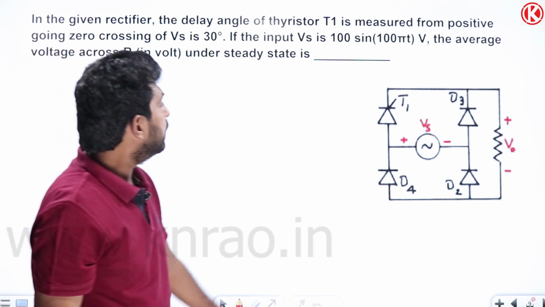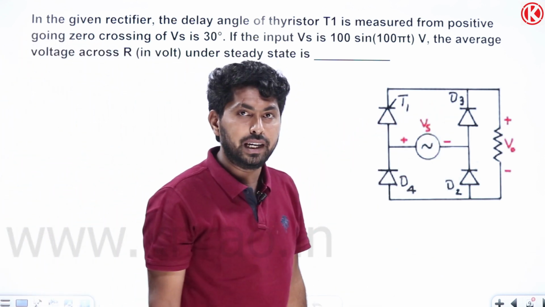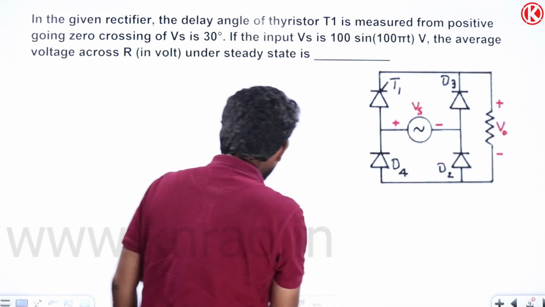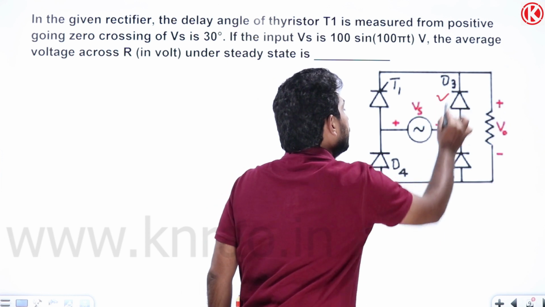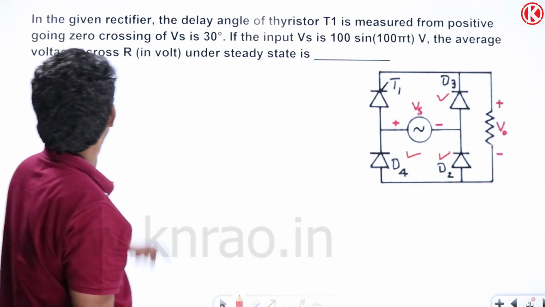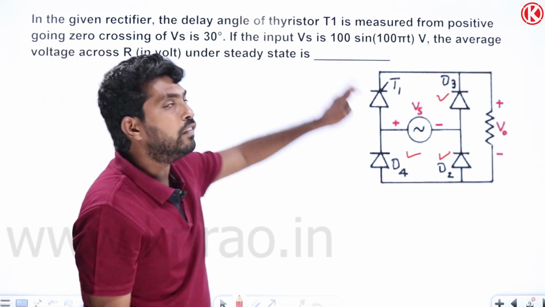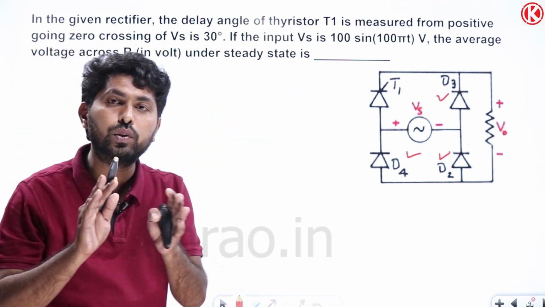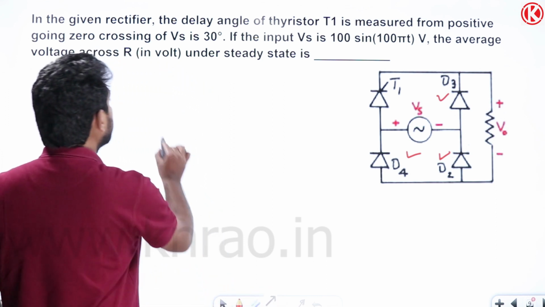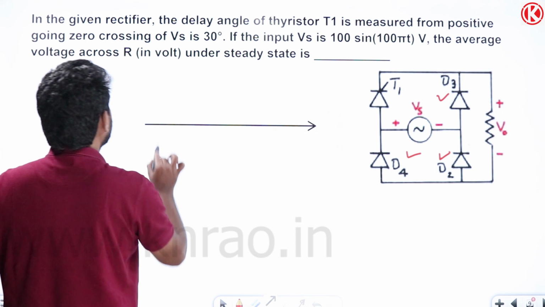What is this problem? Here the topology has 3 diodes and 1 thyristor. What we have to find is the average output voltage. For that we need to draw the output voltage waveform. So let me draw the output voltage waveform for this first.